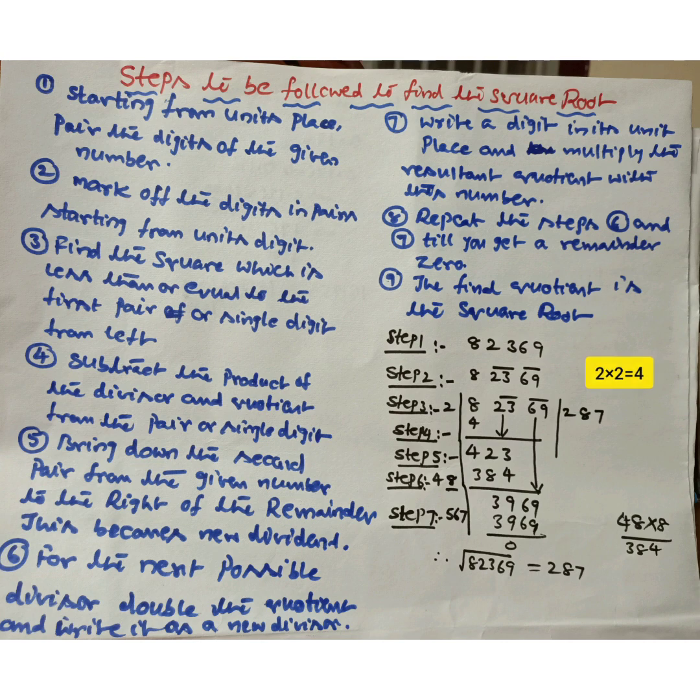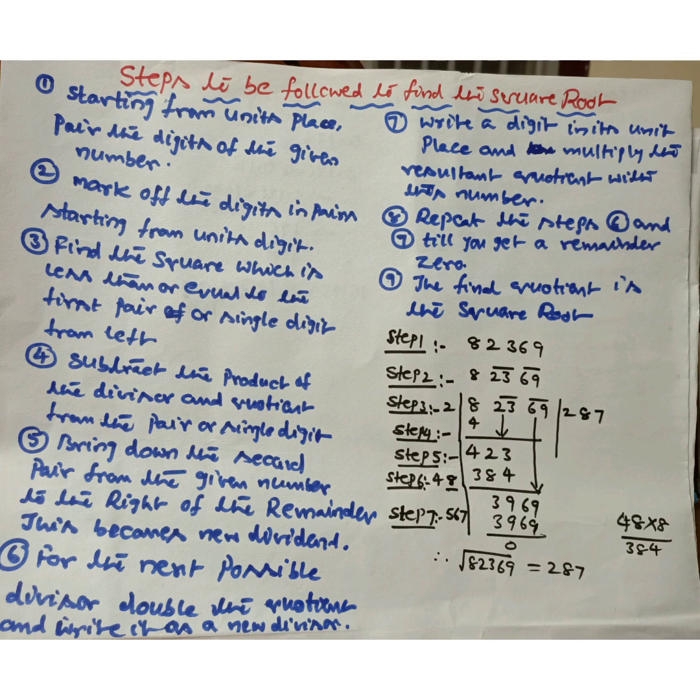2 2's are 4. Subtract the product of the divisor and quotient from the pair or single digit. Here, 4 is subtracted from 8. You will get 4. Bring down the second pair from the given number to the right of the remainder. This becomes a new dividend. Once 23 is brought down and written by the side of 4, you will get 423. For the next possible divisor, double the quotient and write it as a new divisor. Here the quotient is 2. Once this quotient is multiplied by 2, write it as a new divisor, 4.